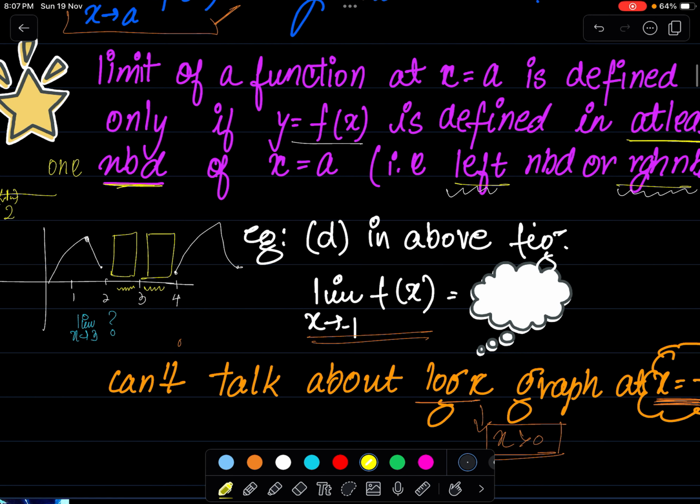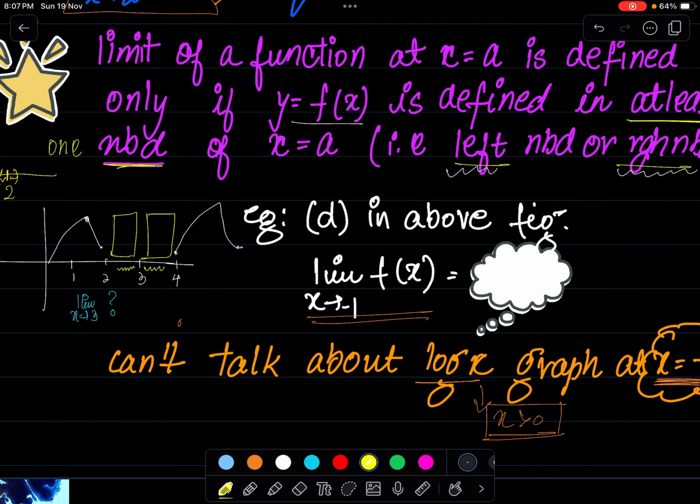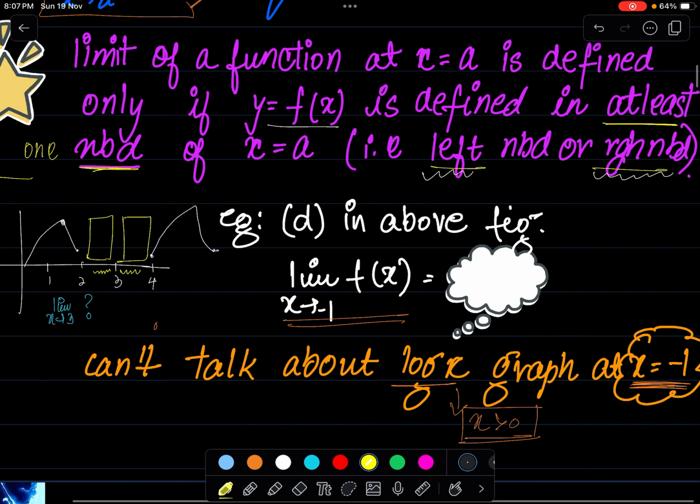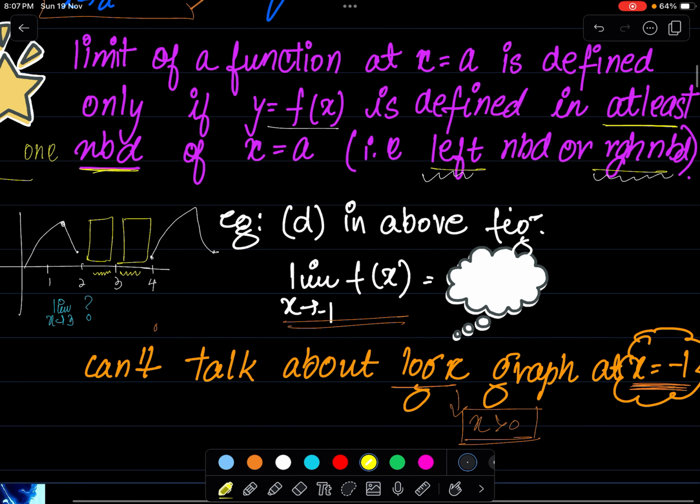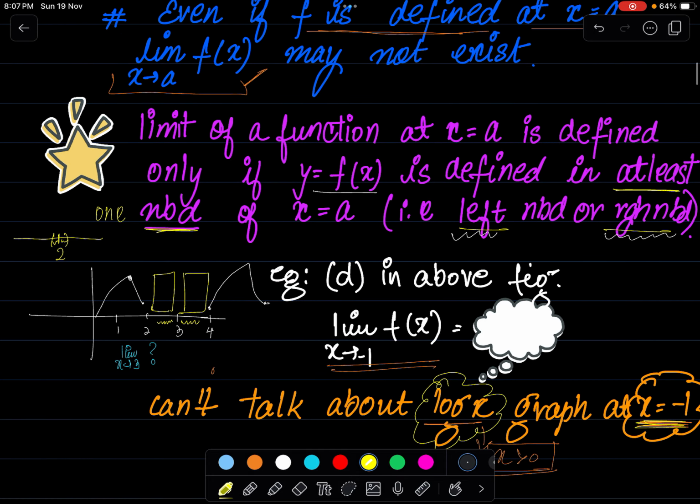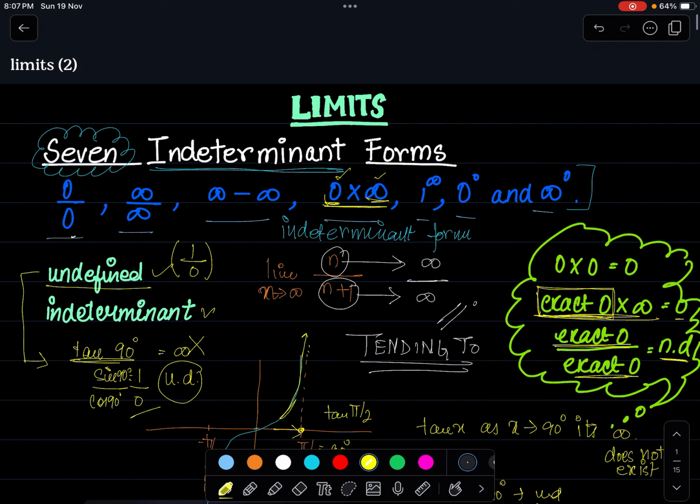As homework, I would like to ask you: can we talk about the limit of the function log x at x is equal to minus 1? If yes, what's the value of that? If no, why not? So let us quickly go through what we learned today.